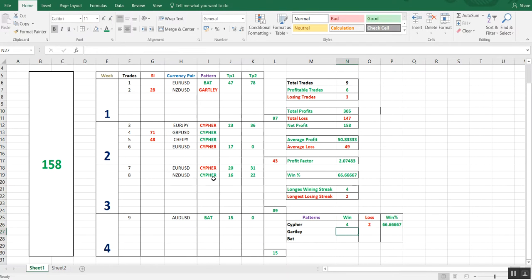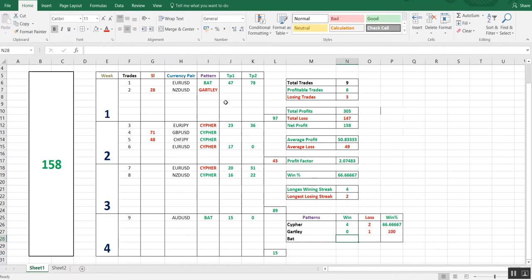The Gartley pattern. Usually when I do this, I round up all these numbers. I don't like putting too many decimal places, but I'm just doing this for the sake of showing you guys the easiest way to do it, instead of using a calculator, and you can just let Excel do everything for you. So Gartley pattern, we've only taken 1 Gartley pattern, and that was a losing trade. So 1, 0. So we have 100% loss on the Gartley pattern. That's going to be red, because I represent my losses in red.